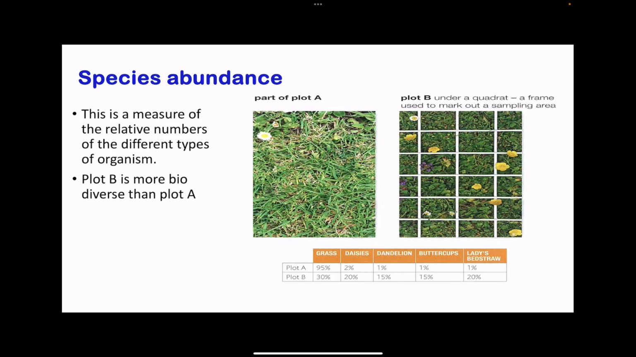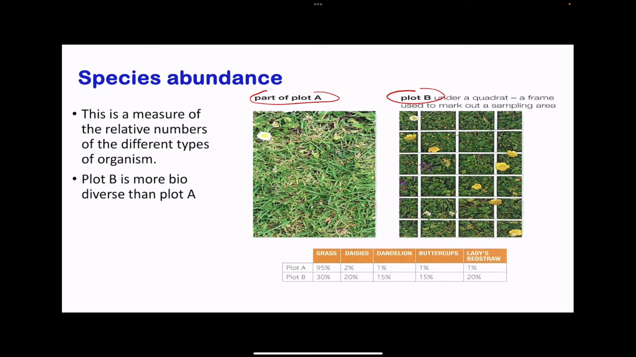So here we have an example, and again, this is from your textbook. If we look at two plots of land, there is plot A as well as plot B. They've given us a table here, and in plot A, we have 95% grass, 2% daisies, 1% dandelions, 1% buttercups, and 1% ladybird straw. And in plot B, we have 30%, 20%, 15%, 15%, 20%.